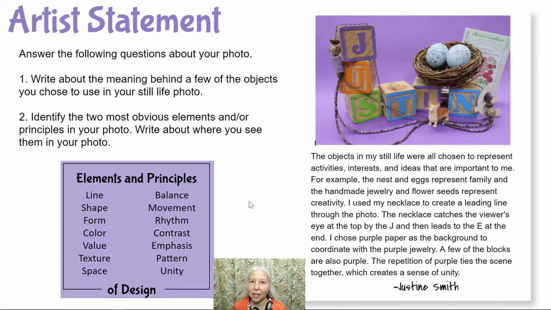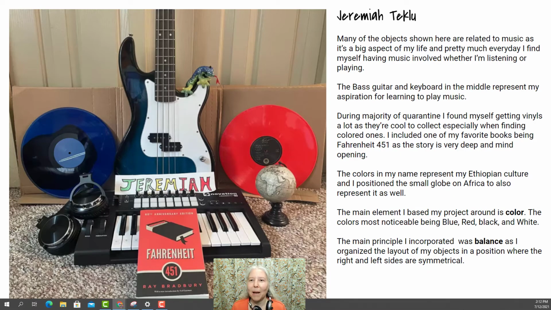Let's take a look at a couple more examples. Jeremiah Teklu: Many of the objects shown here are related to music, as it's a big aspect of my life, and pretty much every day I find myself having music involved, whether I'm listening or playing. The bass guitar and keyboard in the middle represent my aspiration for learning to play music. During the majority of quarantine, I found myself getting vinyls a lot, as they're cool to collect, especially when finding colored ones. I included one of my favorite books, being Fahrenheit 451, as the story is very deep and mind-opening.